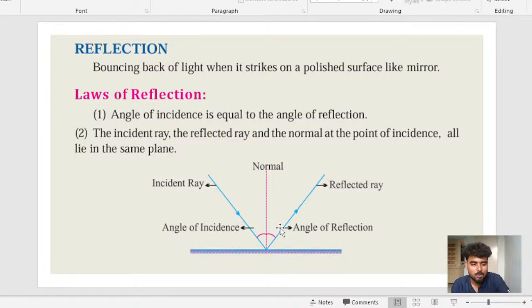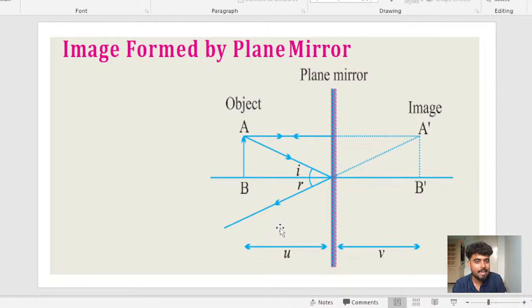Okay, we'll start with the next one. Now we are going to the image formed by a plane mirror. What is a plane mirror? When we go for mirror, there are two types. One is plane mirror, next one is a spherical mirror. So, what are the types of mirror? This may be a question in your board exam. What are the types of mirror? There are two types of mirror.